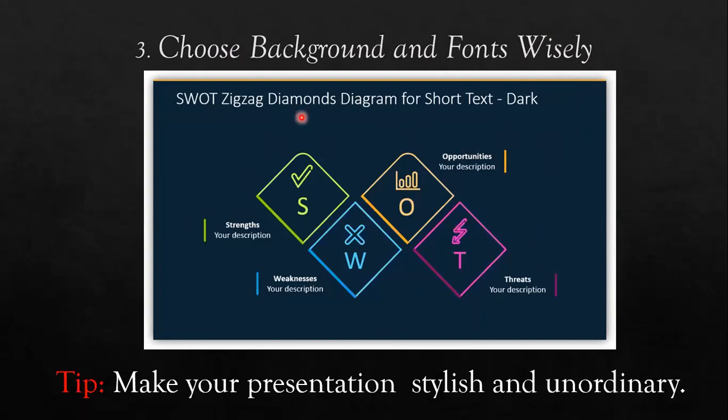So if you pay attention to this zigzag diamonds diagram, yes, this is another type of diagram. If you pay attention to this one, what is the color? Listen carefully to my question. What is the color of the background? Blue, dark blue. So if I'm using a dark background, what would you recommend me to use to write? Probably white. So like that, there is a contrast between the background and the text. You can read clearly without any problem.